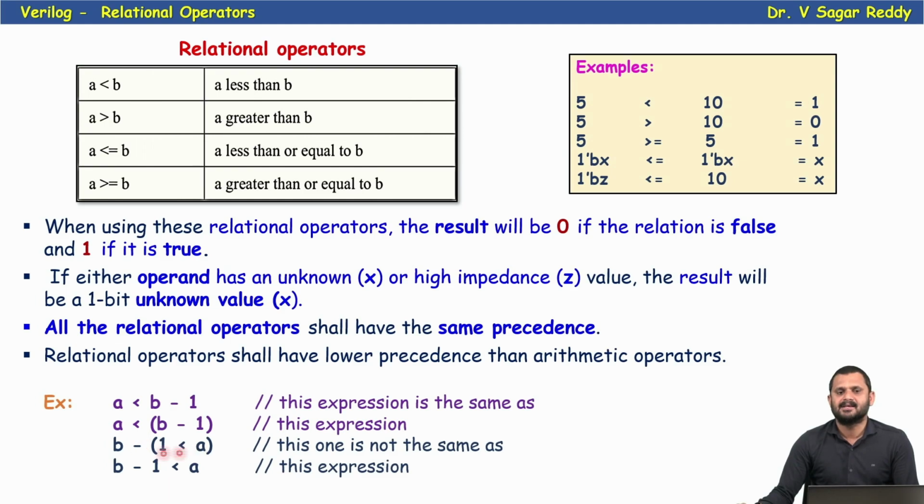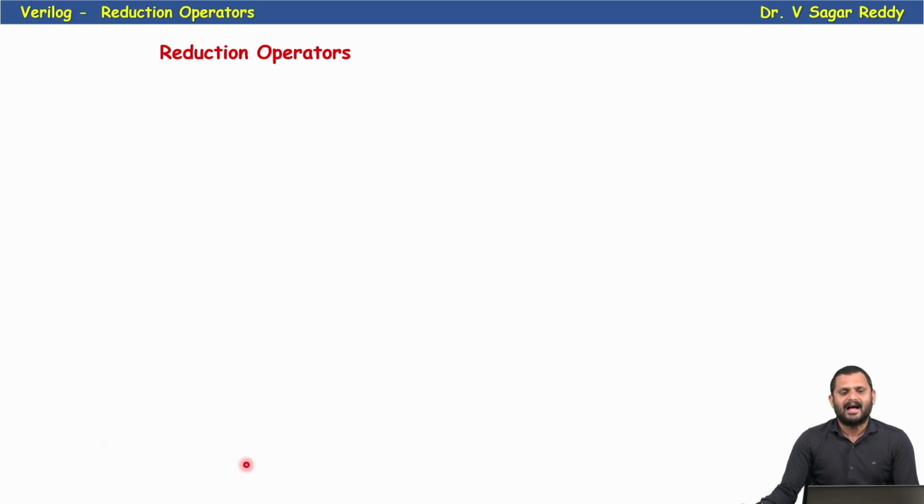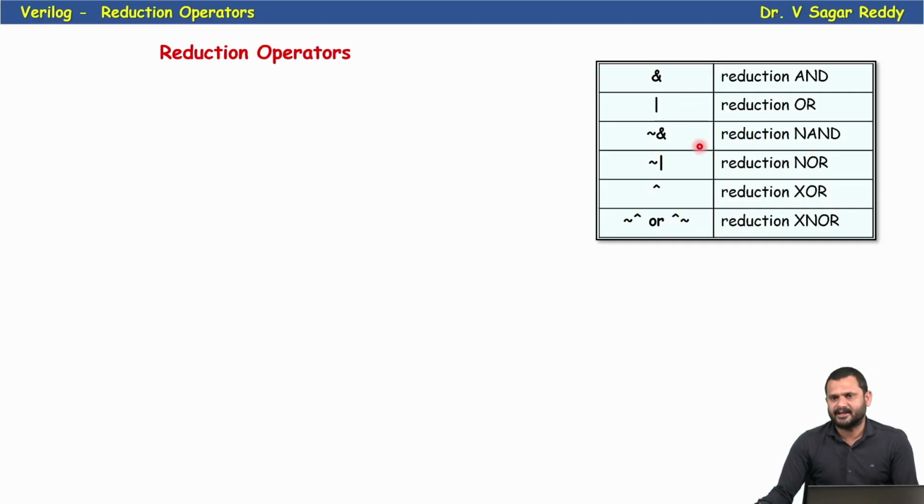But in this case, b minus 1 less than a. This is not the same as (b minus 1) less than a. So if you use braces, it evaluates that expression first, the 1 less than a, and after that, b minus that result. But here it's not like that. The output of this expression and this expression are completely different. Clear?